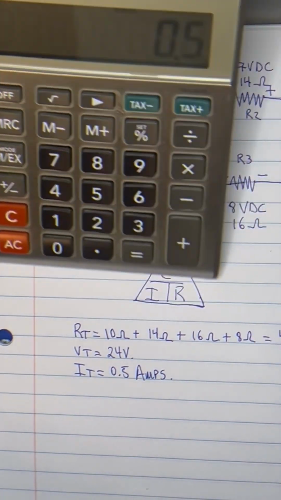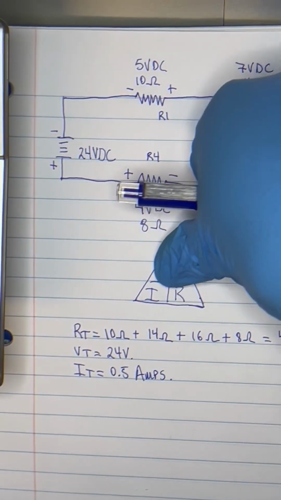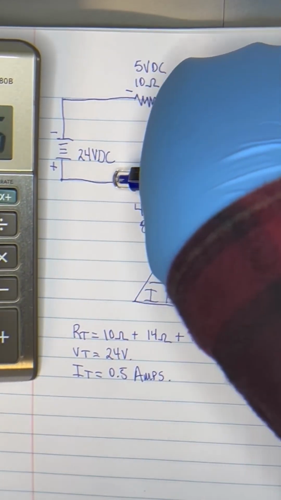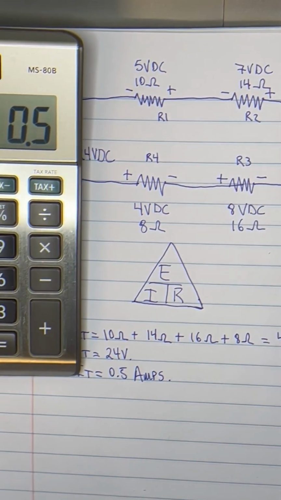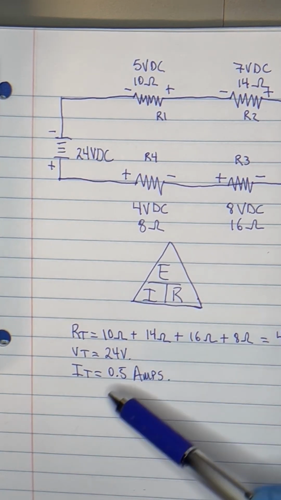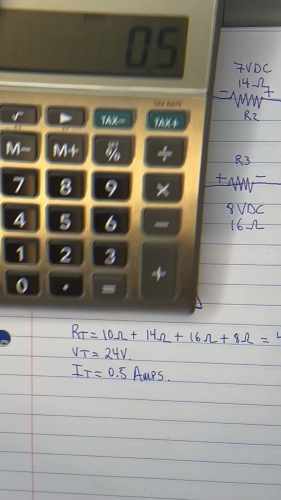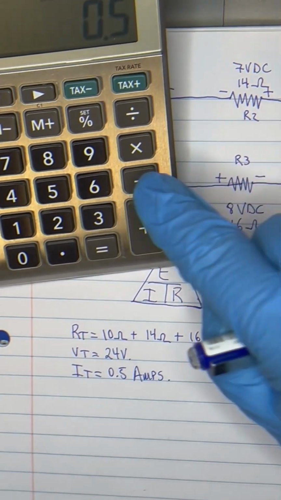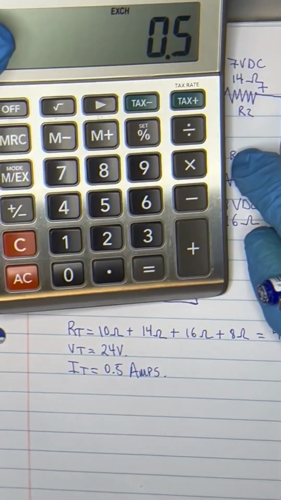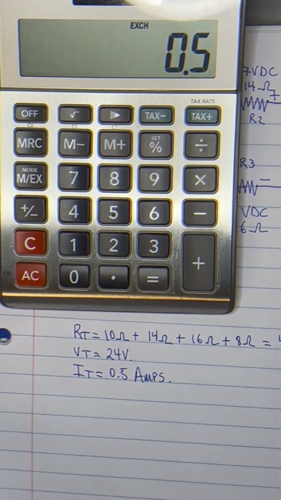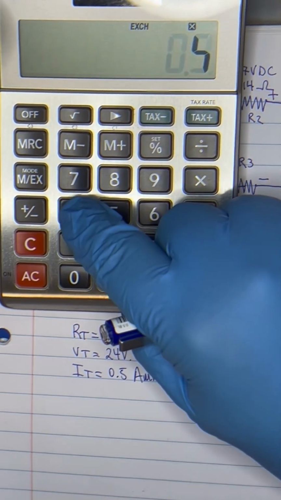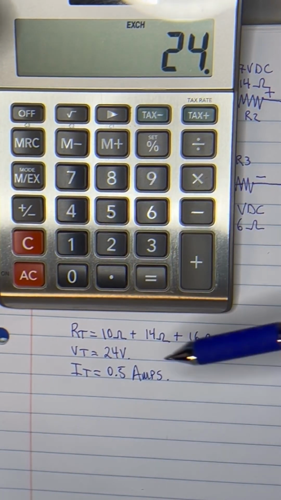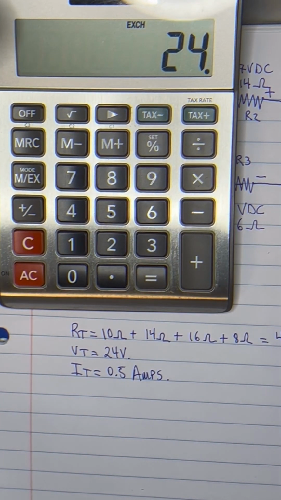And if you're trying to find, for example, voltage, all you gotta do is I times R. So if you go I times R, it should be 0.5, which is half of an amp, times 48 equals, you go back and boom, you got 24 volts.